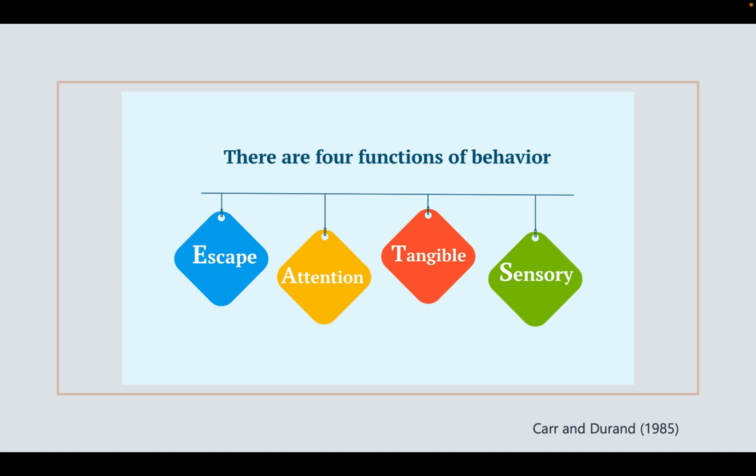Tangible is a behavior that is maintained by access to a desired item or activity. And lastly, sensory is a behavior that is maintained by automatic sensory reinforcement, such as sensory stimulation or self stimulation. And a great way to remember the four functions of behavior is EATS.